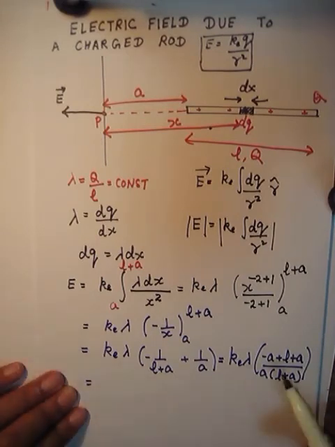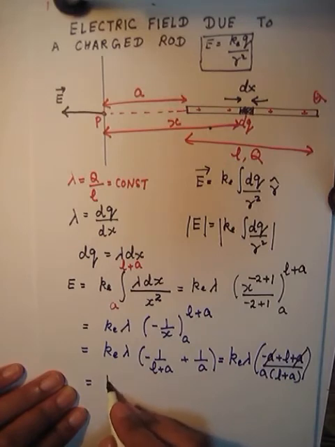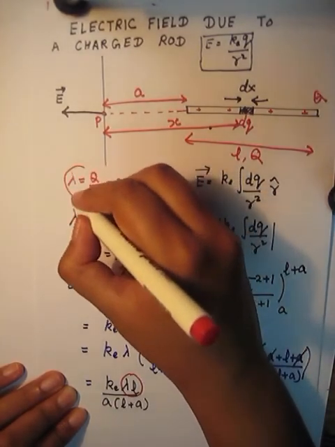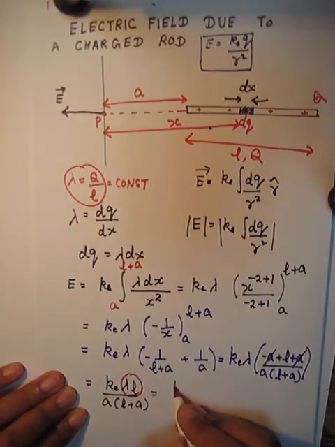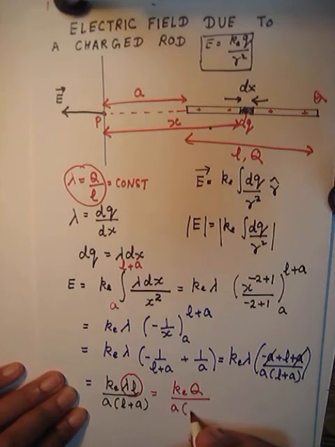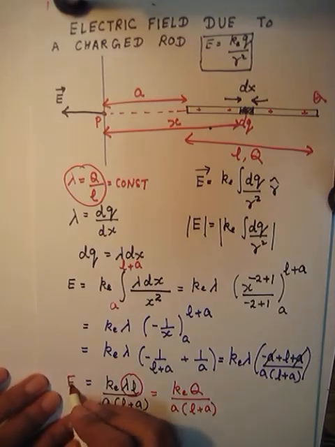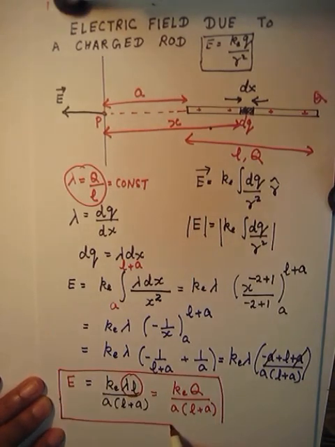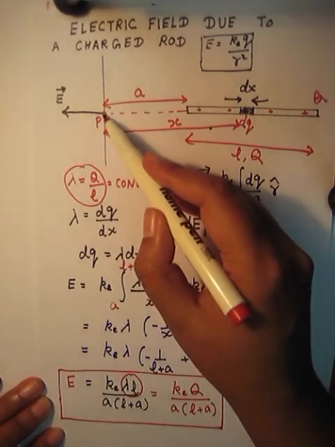So these terms cancel and we are left with ke lambda times L divided by a into L plus a. Now this term lambda into L can be taken from this equation and it is equal to the total charge on this wire, which is given by capital Q. So it will be ke Q divided by a into L plus a. So this will be the expression for the electric field due to a uniformly charged wire at a point which lies on the axis of the wire.